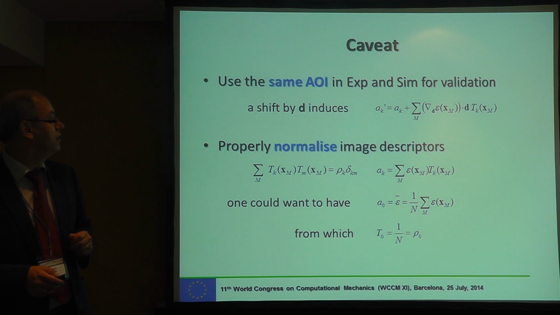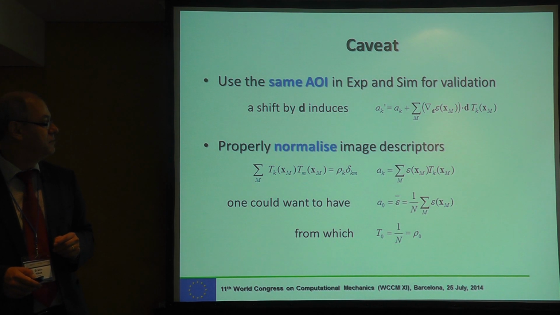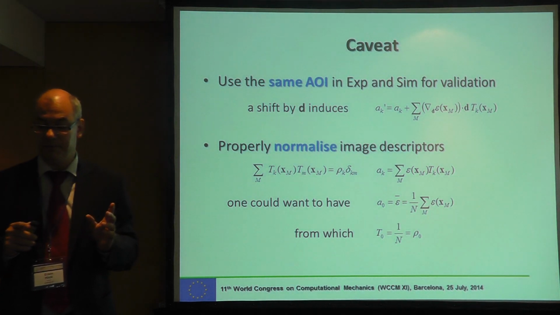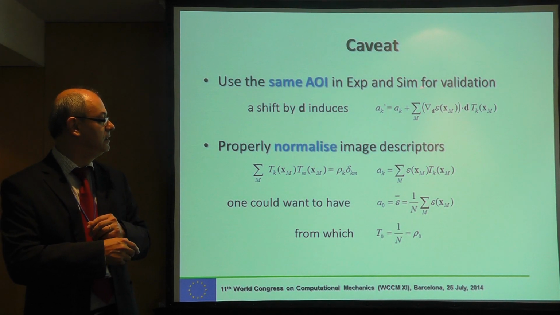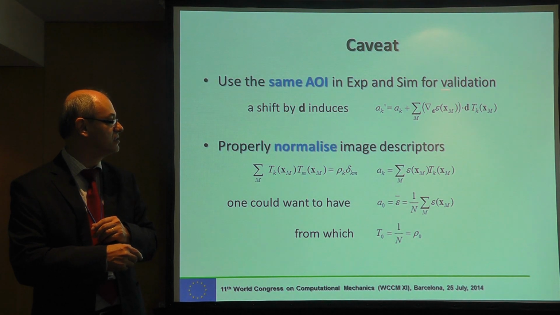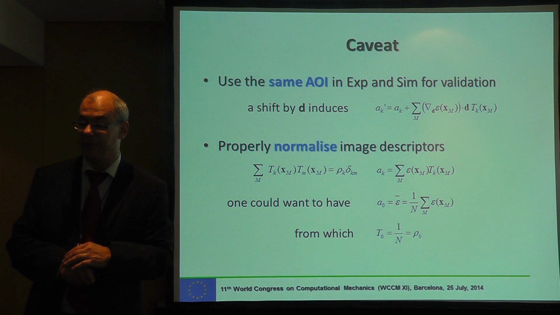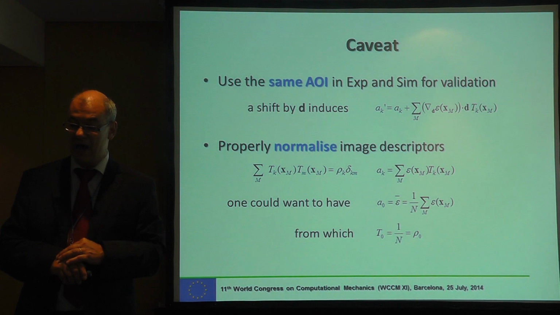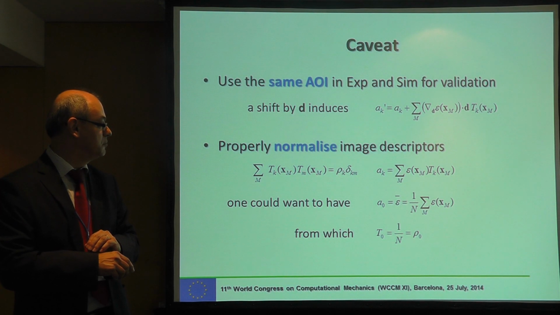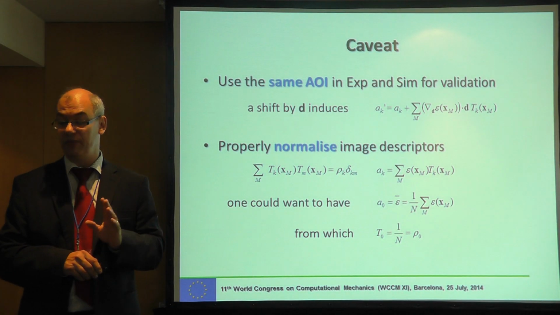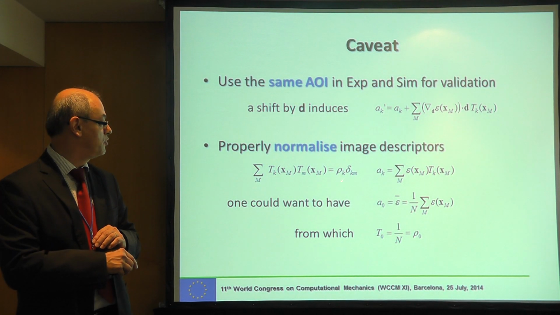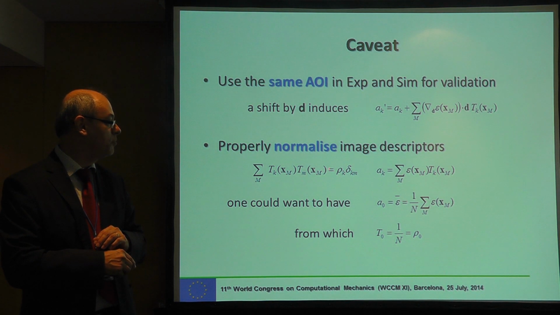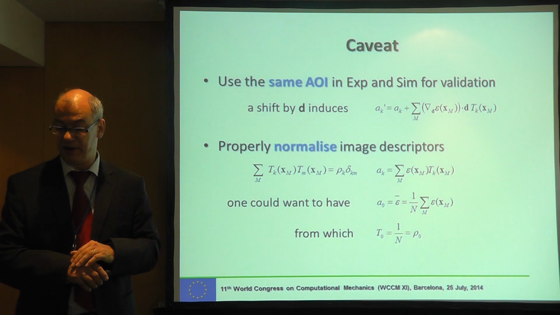Two words of warning: you should use the same area of interest in both experimental and simulation, because otherwise you have an offset. You will have corrections in your coefficients given by the gradient in your shift, for instance, of the areas. And you should properly normalize the image descriptors. As I said, we do not have the same number of points, so you should do a proper normalization both in the optical part and in the FEM part.